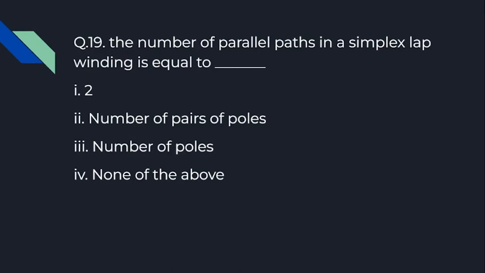And here you should be very careful about the word, that is simplex lap winding. In a simplex lap winding, the number of parallel paths is equal to the number of poles. If it is a duplex, then number of poles into 2, double. If it is triplex lap winding, then number of poles into 3. That's how it's going to change. So as per this question, option 3 will be the answer, because it is simplex lap winding. The number of parallel paths will be equal to the number of poles.